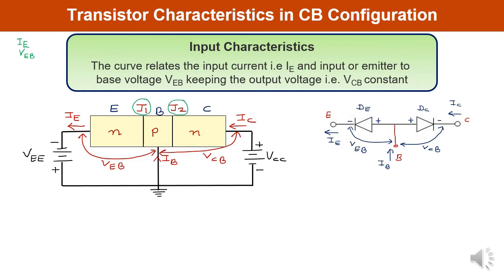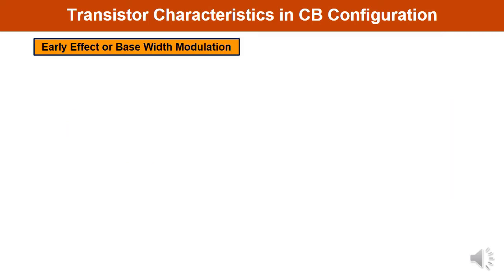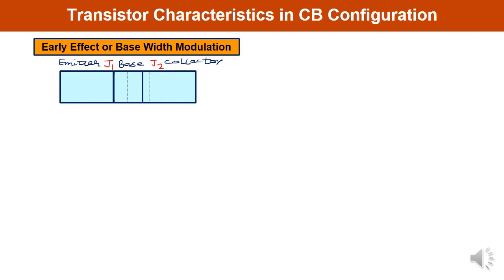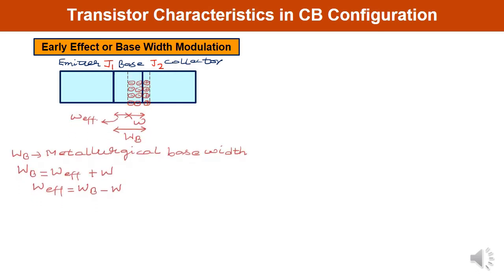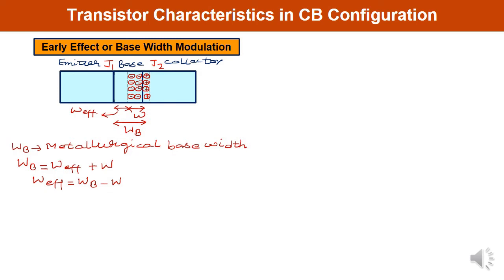And to start with that, first you need to understand what is the early effect. Early effect is also known as base width modulation. What is this base width modulation? Let us draw an NPN transistor by mentioning the emitter, base and collector region. There are two junctions, J1 and J2. You can see over here the emitter base junction. As you know, the emitter base junction is forward biased and the collector base junction is reverse biased.